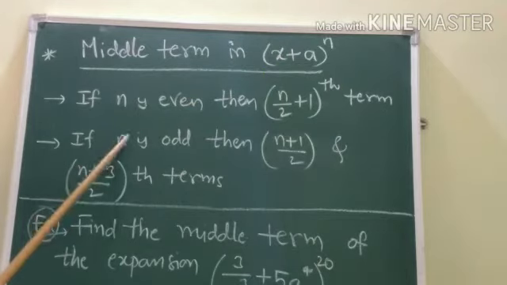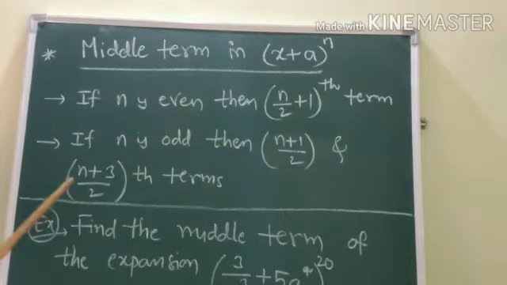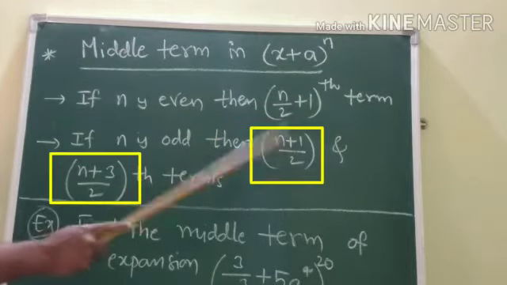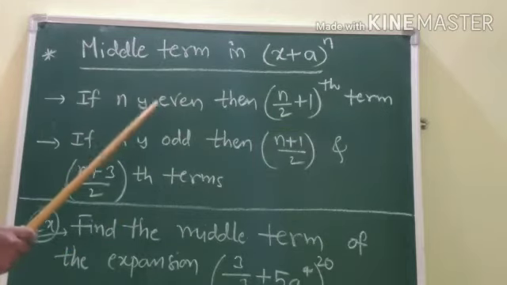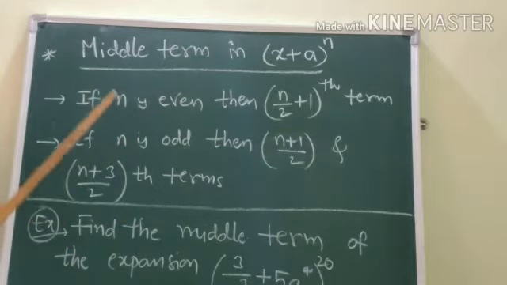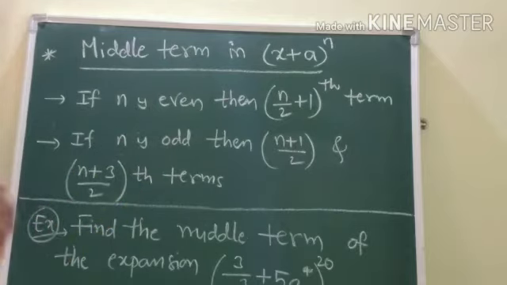Suppose n is odd, then we have two middle terms, that is the (n+1)/2 th and (n+3)/2 th terms are the middle terms of the binomial expansion. That means if n is even, it has only one middle term. If n is odd, it has two middle terms of the binomial expansion.